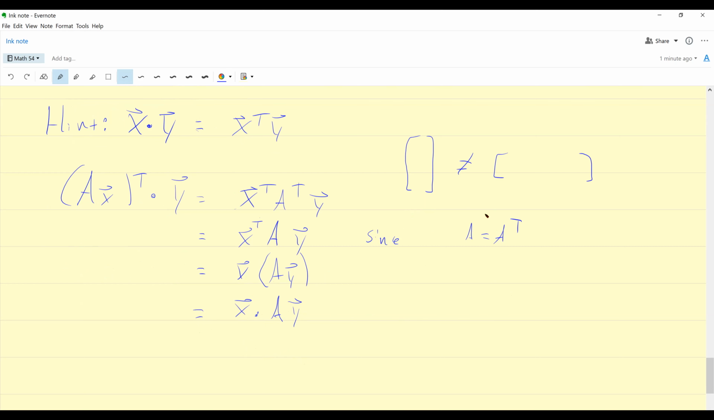What happened to the transpose on the x in the third step? Oh, whoops, that should have stayed there. My bad.